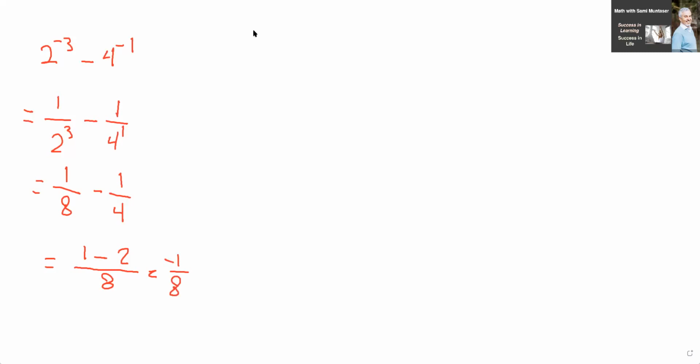Next question, I'm going to do 7 to the power of 0 plus 2 to the negative 1. Anything to the power of 0 always gives you 1. And 2 to the negative 1, as we mentioned here, just go 1 over 2, and that becomes 2 to the 1. You don't even have to write the 1. And therefore, now we have 1 plus 1/2.